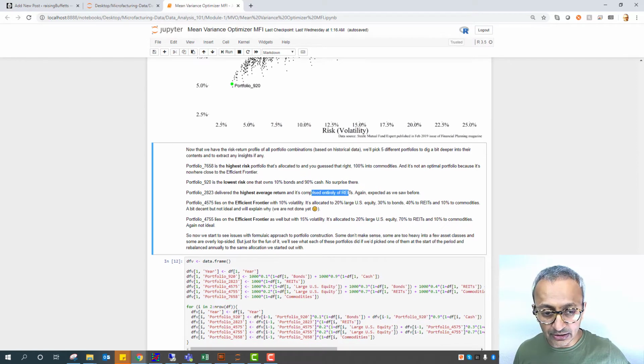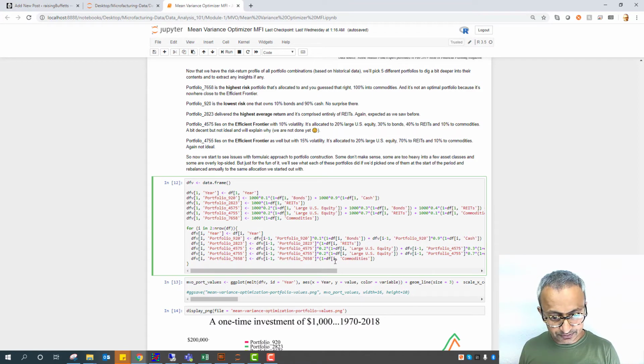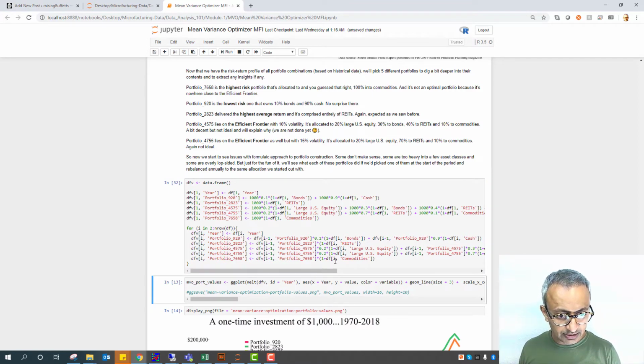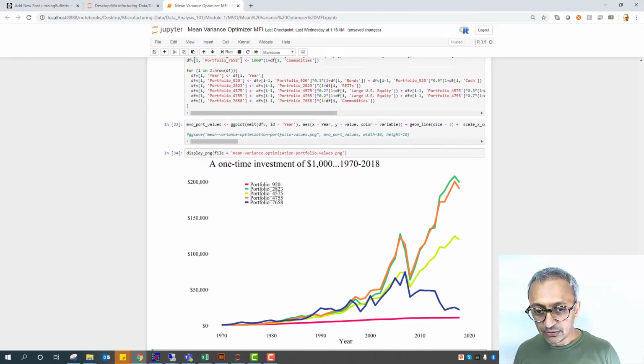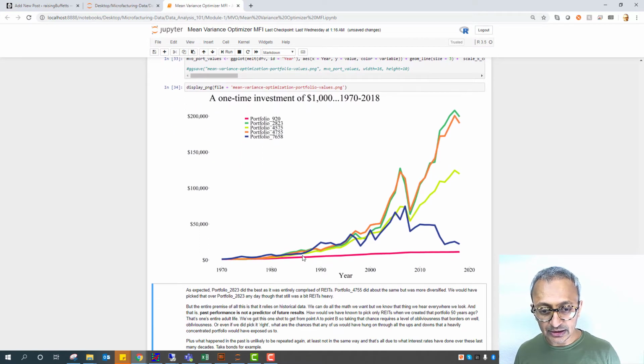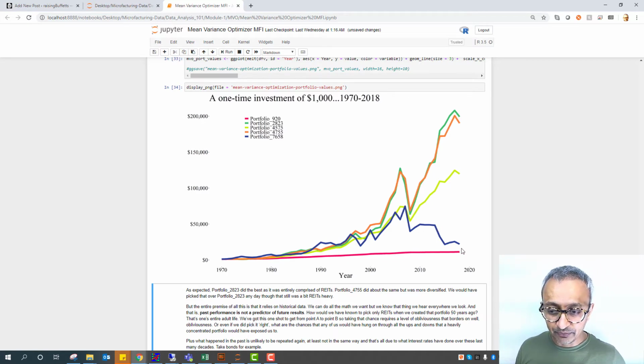So let's run through that, just to understand what I'm talking about. This is looking at the dollar value of each individual portfolio. As you can see, portfolio 920, which was heavily in cash and bonds, is not as volatile, but it doesn't grow as much either. The inefficient portfolio is 7658. It doesn't get you as much money in the long run, but it's highly volatile.